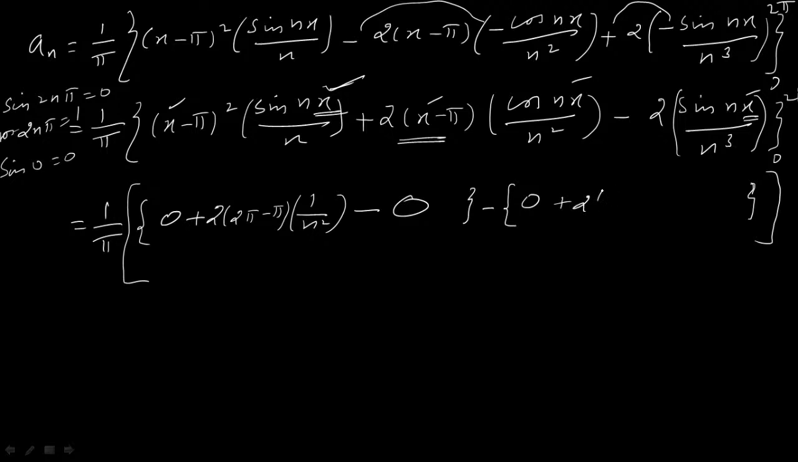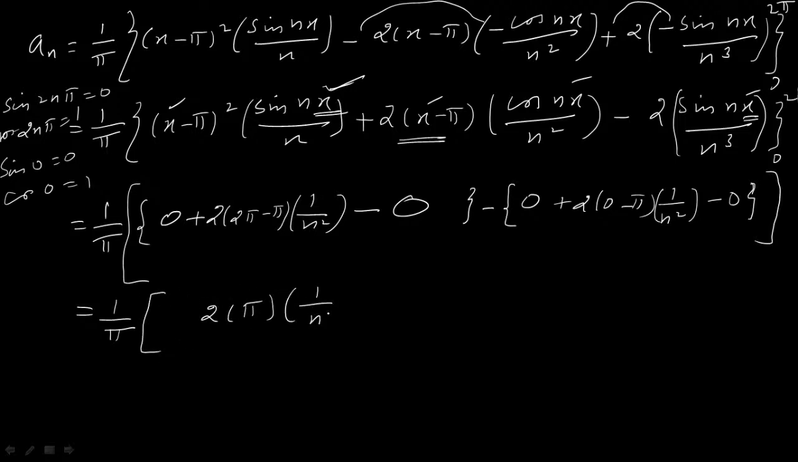Plus twice 0 minus pi, and just replace this x by 0, and cos 0 value is 1. You know already cos 0 is 1. So 1 by n square minus 0. Because sin 0 value is 0, so this term becomes 0. So let me simplify this. That is 1 by pi twice pi of 1 by n square, because 2 pi minus pi is pi.